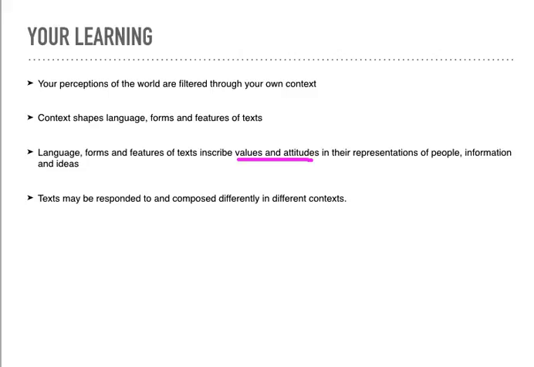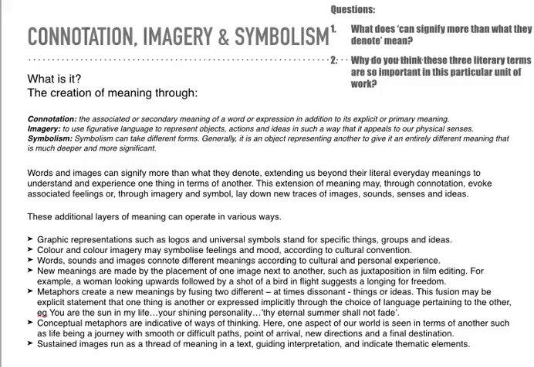So let's move on to the next slide, and it's a big one too, so I don't even know how long this is going to go for. Okay, so we're moving on to connotation, imagery, and symbolism. So what is it? It's the creation of meaning through connotation, through imagery, and through symbolism. I'm pretty sure, especially if you've been in my class before, that you will know what imagery is and you hopefully will know what symbolism is. But you may not have heard of this word, connotation.